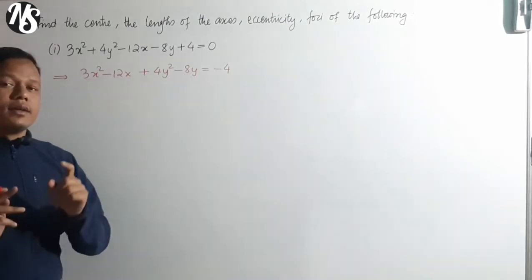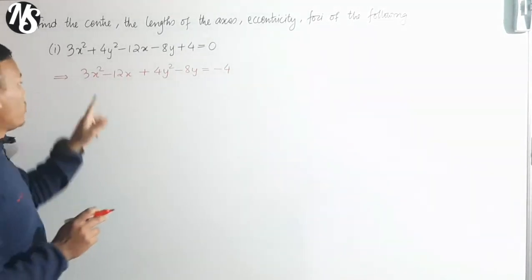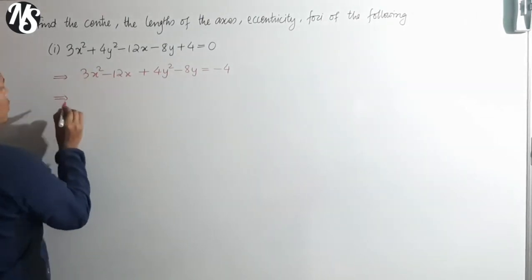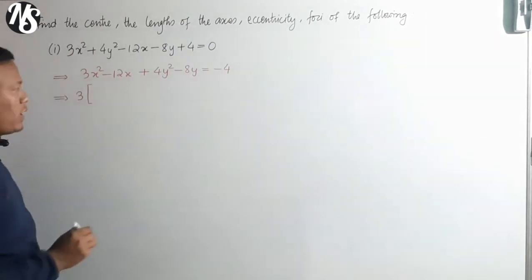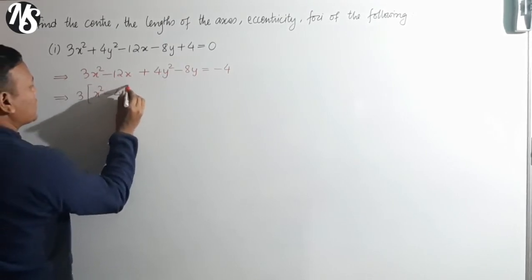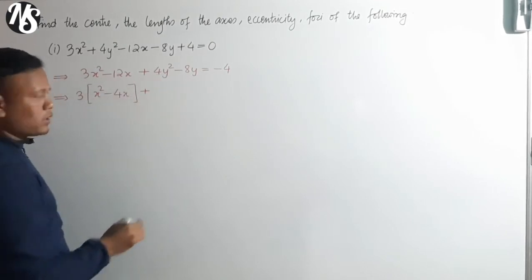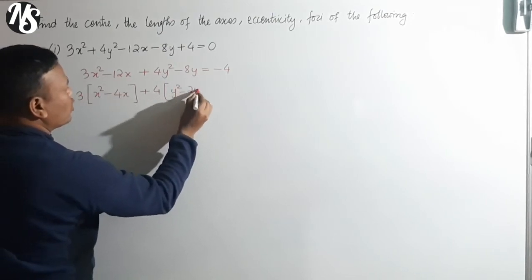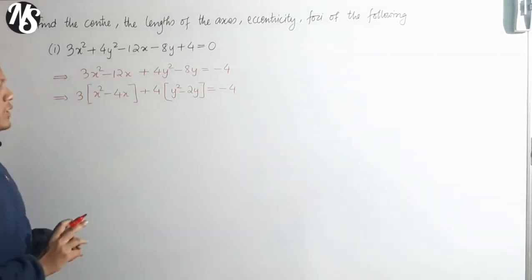Both should have the coefficient equal to 1. Here we see that the coefficient is 3, right? So in order to make this coefficient 1, let me keep 3 common. If I keep 3 common, then we get here x square, and from here we get 4x. Similarly here we see that 4 is the coefficient, so this 4 will be kept outside, so we can write this as y square minus 2y equals to minus 4. I hope this is clear to you.